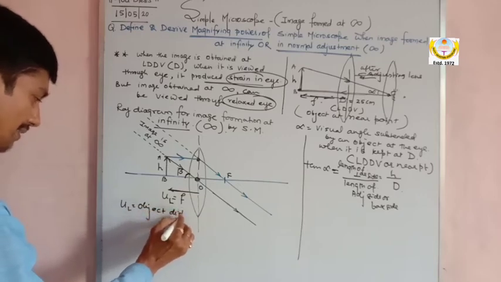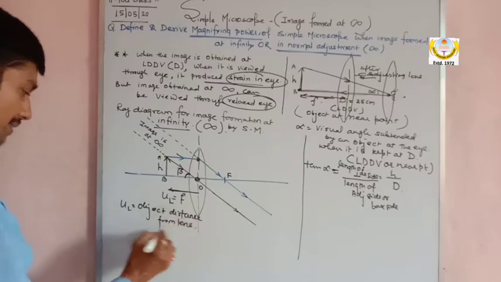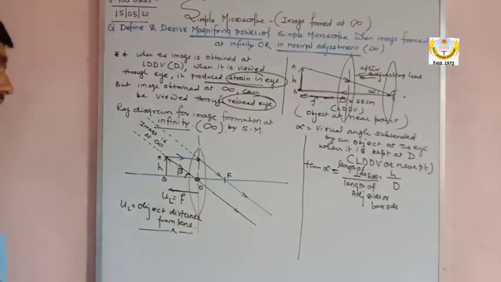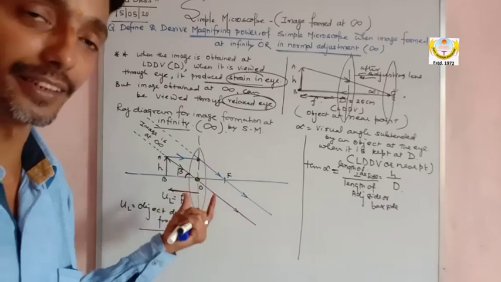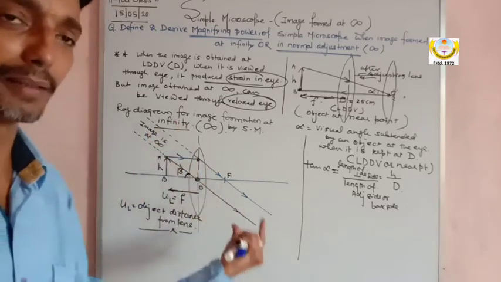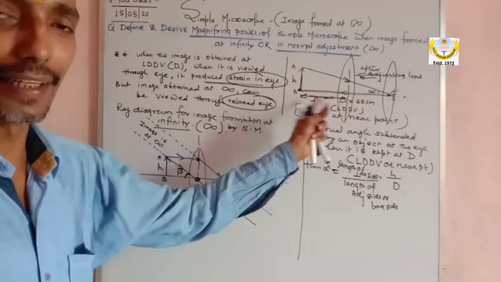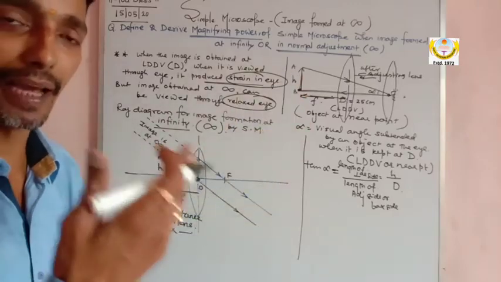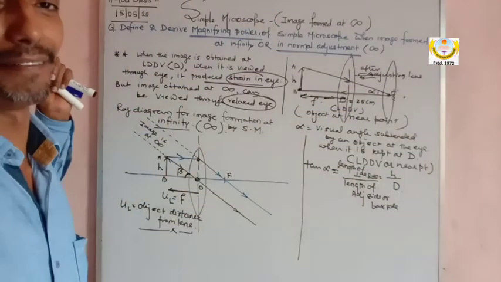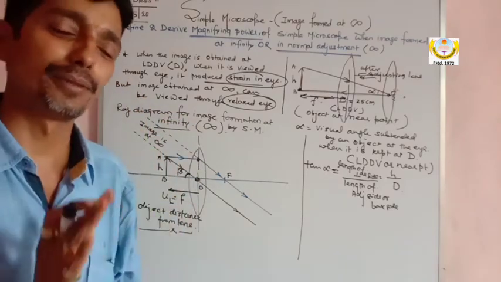Object distance from lens. And as soon as the object distance from the lens becomes equal to the focal length, the image becomes at infinity. And this object, which is here at D, capital D, is now magnified. No doubt, as compared to this stage, it is magnified, but the image is obtained at infinity, and we can see through a relaxed eye. So nice concept, guys.